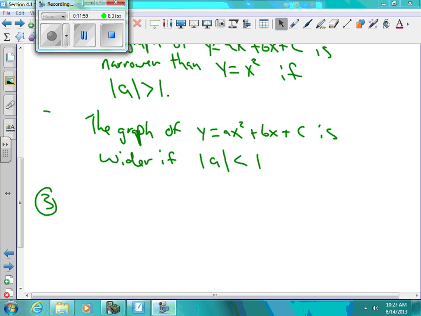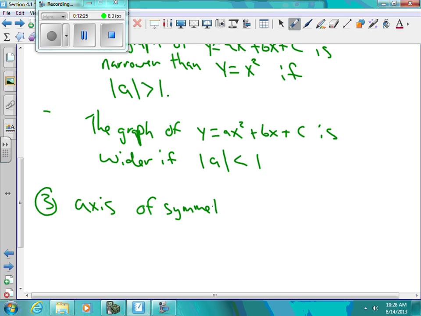Okay. There's a couple more points after that. The axis of symmetry. When we start trying to find this, sometimes we find it from the graph, graphically, but a lot of times you're going to find it from the equation. The axis of symmetry can be found using the equation x equals negative b over 2a.